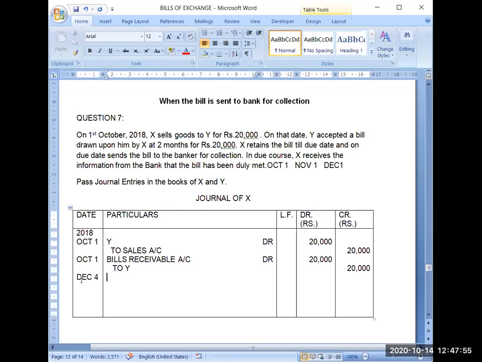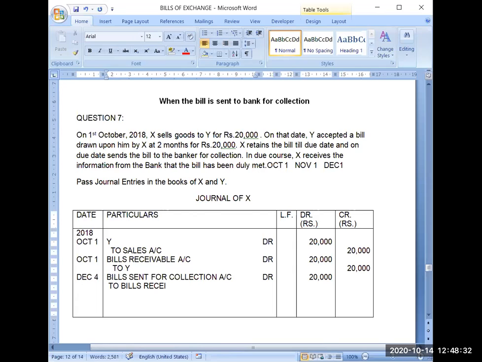On December 4, the bill has been given only for collection purpose to the banker, not for the discounting purpose. So it will be recorded as bills sent for collection account debit, so that you will be easily keeping in memory that this bill I have handed over to my bank for collection. You will not forget then. 20,000 to bills receivable account.